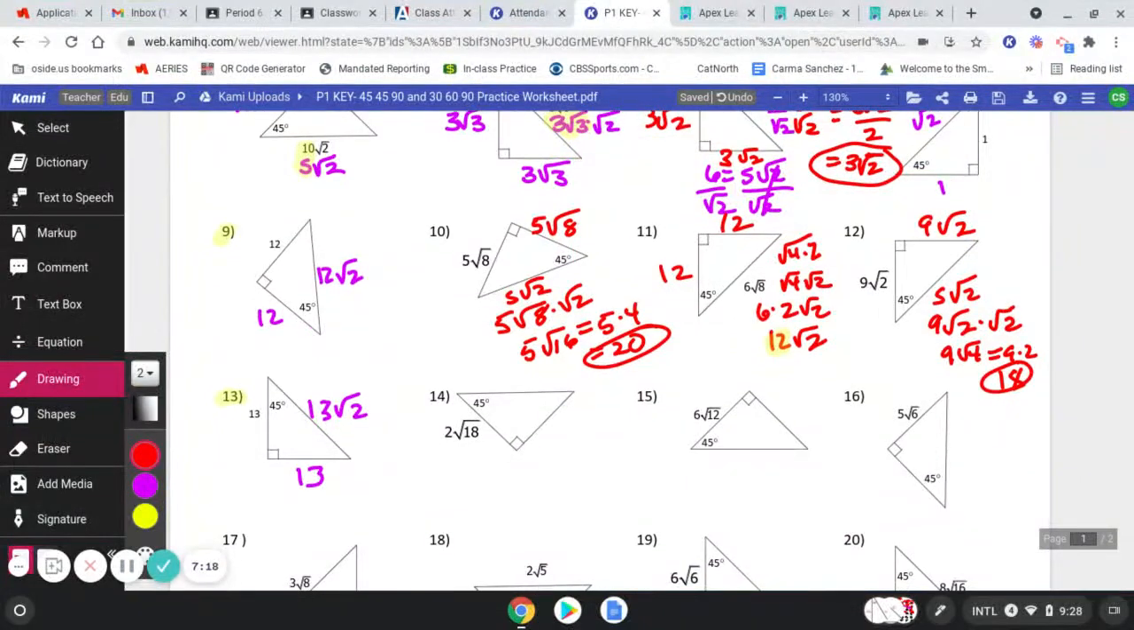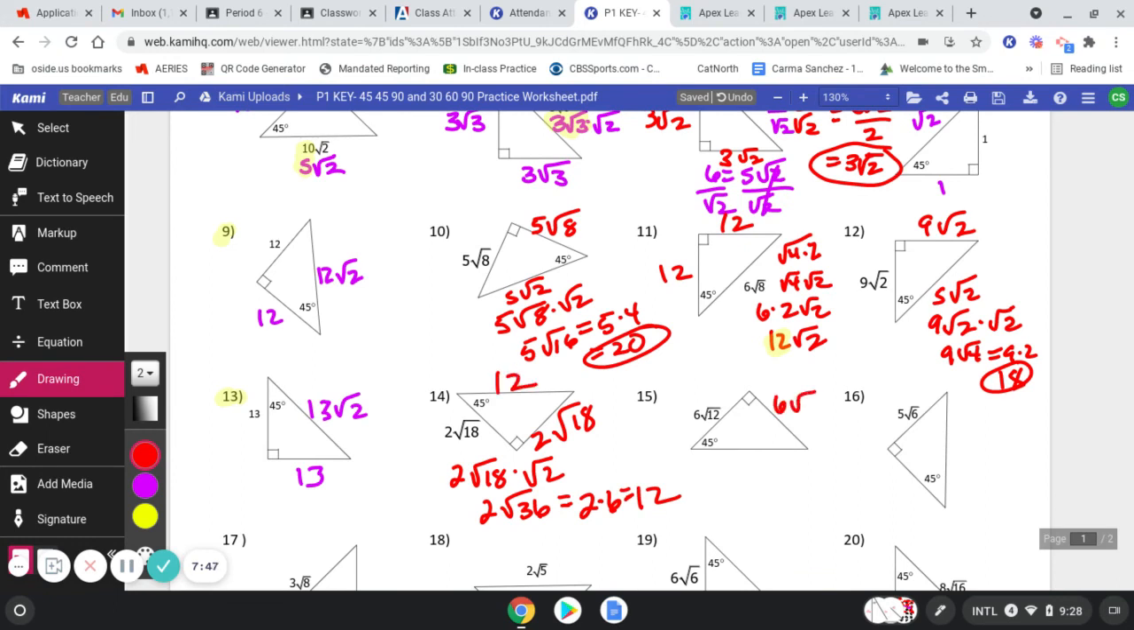All right, this one gave me a side length of 2 root 18, so the other side is 2 root 18. Remember that the hypotenuse is just that side length times root 2. I'm going to do the work on the bottom just so it doesn't get confusing with the other work on the top. So I'm going to go 2 root 18 times root 2, which is 2 root 36, and the square root of 36 is just 6, so my hypotenuse is 12.